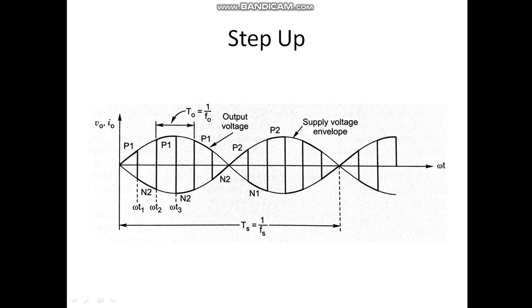So the previous time cycle was this much, this was the complete time cycle, and now the new time cycle is only this much. Are you getting it? So 1, 2, 3, 4, 5, 6. Six cycles are there in one cycle. Frequency is increased in a step of 6. So that is the step up cycloconverter.